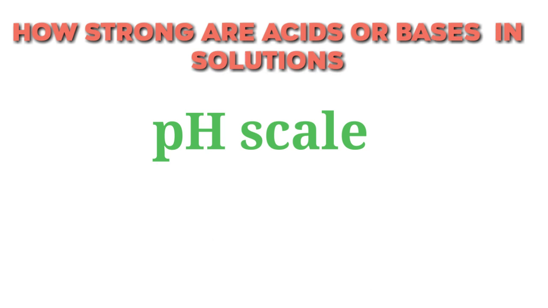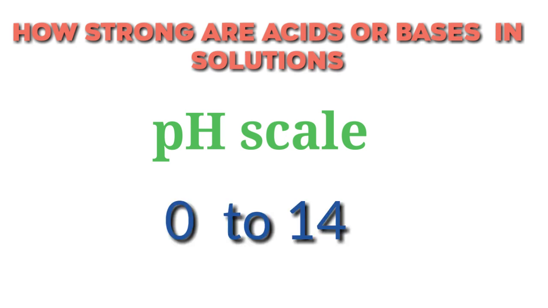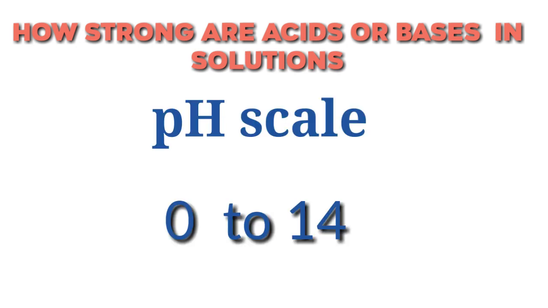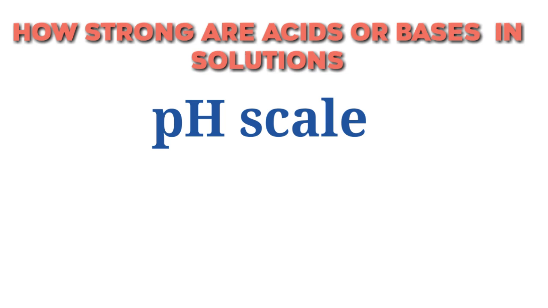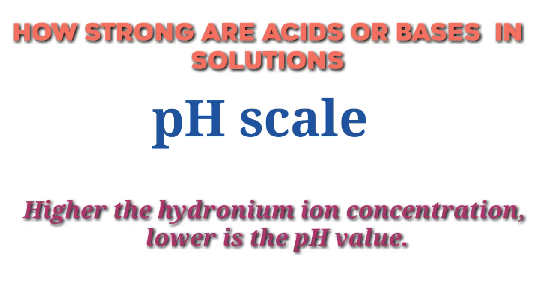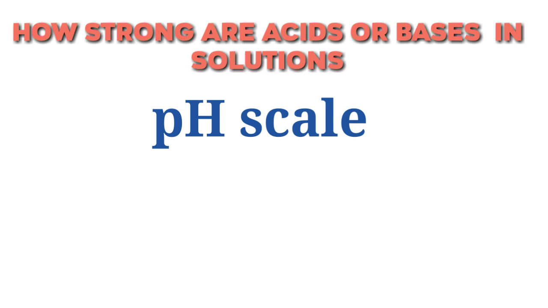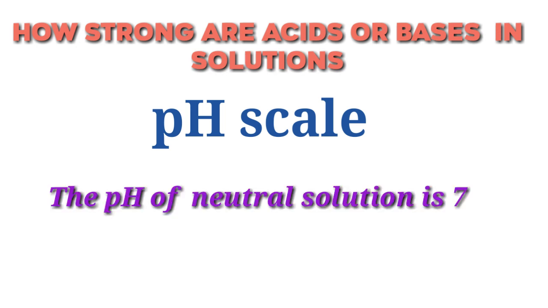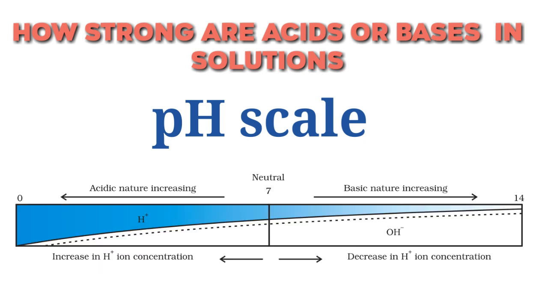On the pH scale, we can measure pH from 0 to 14. pH is a number which indicates the acidic or basic nature of a solution. Higher the hydronium ion concentration, lower is the pH value. The pH of a neutral solution is 7. So the pH of pure water is 7. That is, water is neither acidic nor basic in nature.